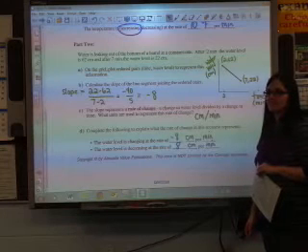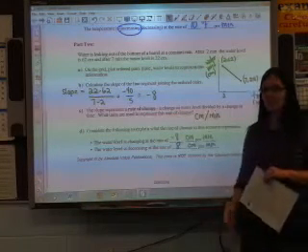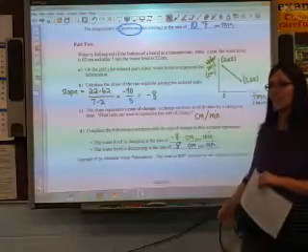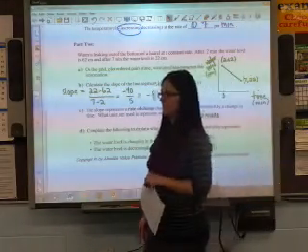Because decreasing is already like saying that it's negative. Exactly. Decreasing implies that it is negative, so I don't need to put the double negative in there.